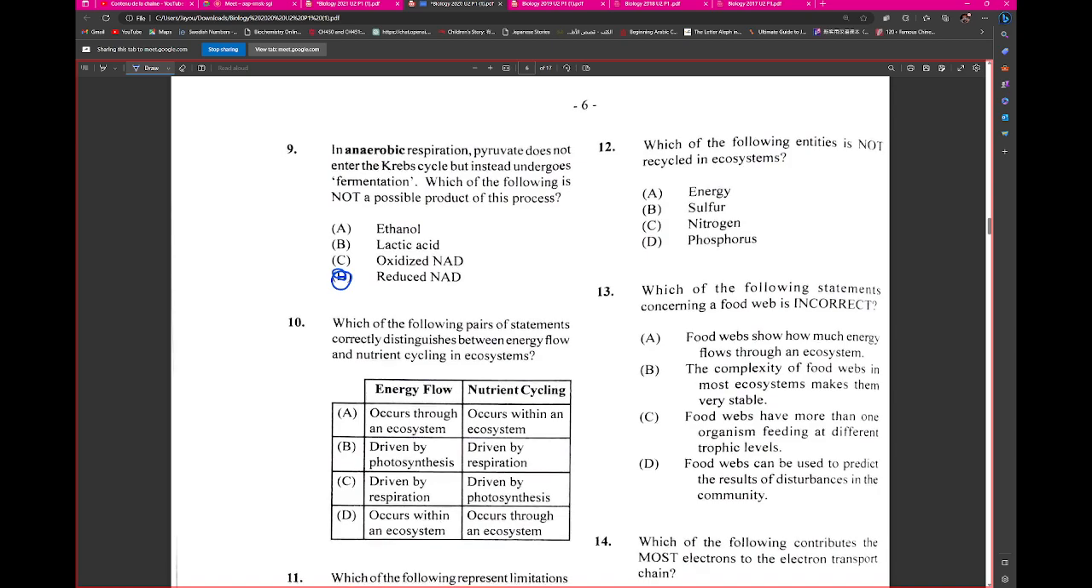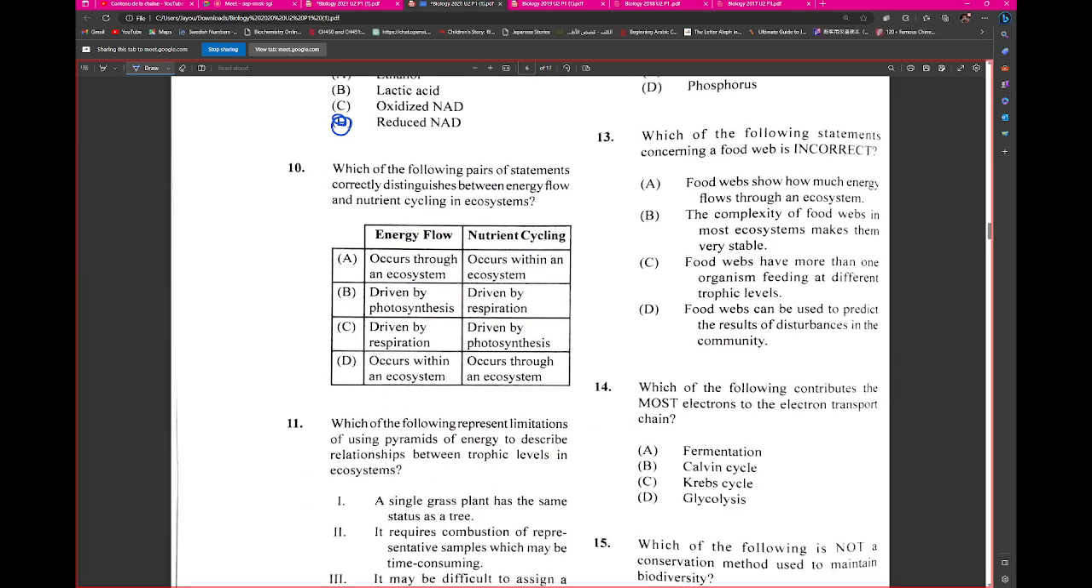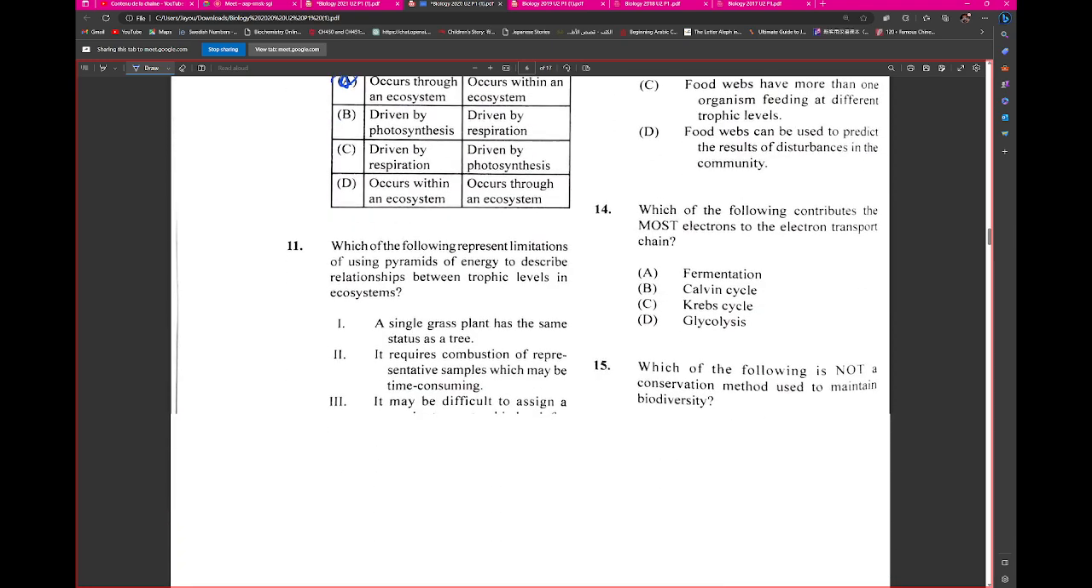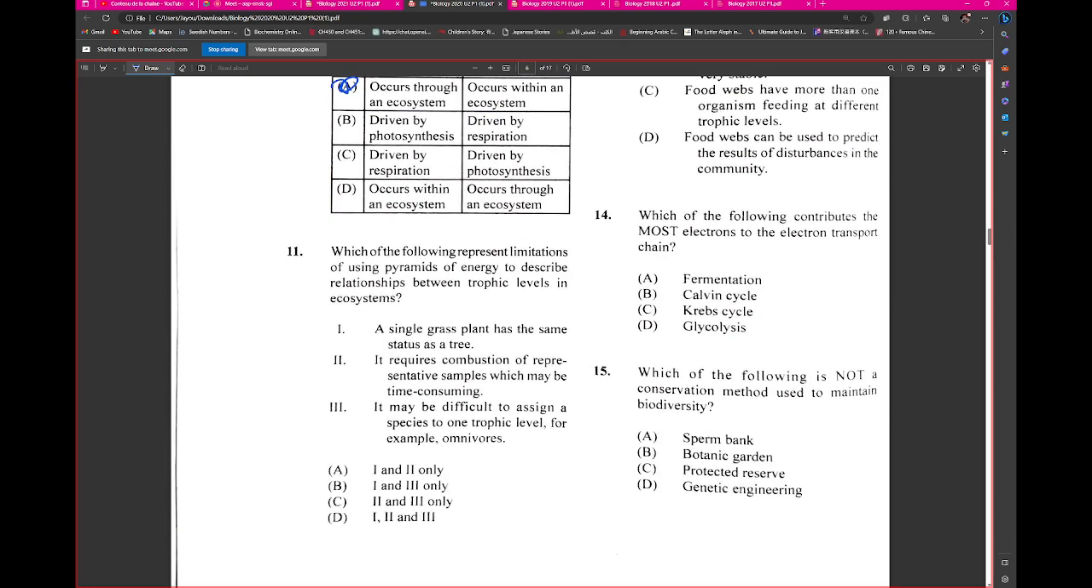Alright, so number 10. Which of the following pairs of statements correctly distinguishes between energy flow and nutrient cycling? This repeated, right? So energy flow goes through an ecosystem while nutrient cycling is within an ecosystem. Alright. Number 11. Which of the following represents limitations of using pyramids of energy to describe relationships between trophic levels in ecosystems? Right, so we're seeing that the best answer here would be what? Right, did we verify this?